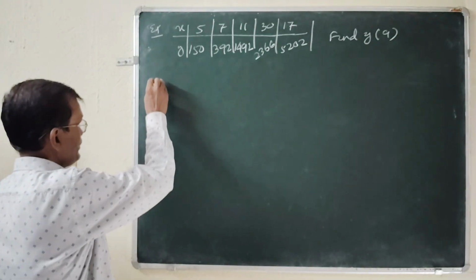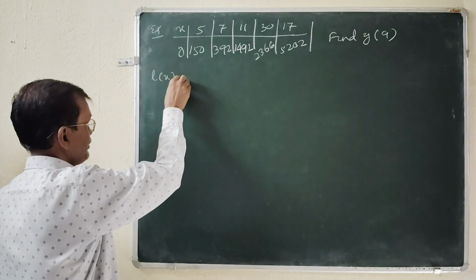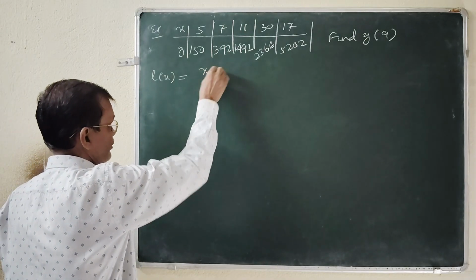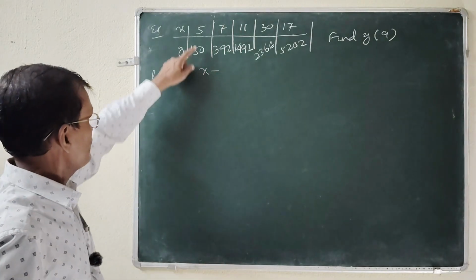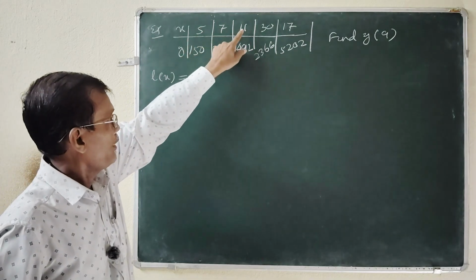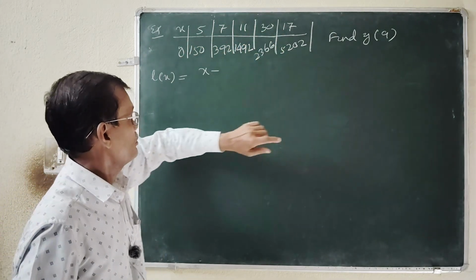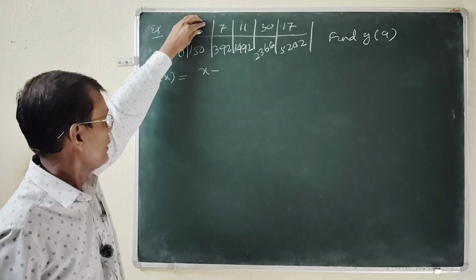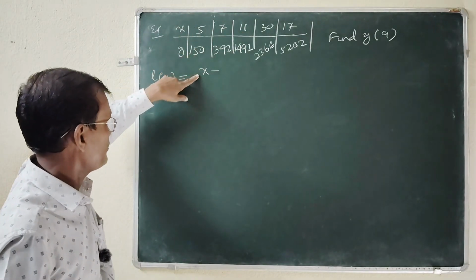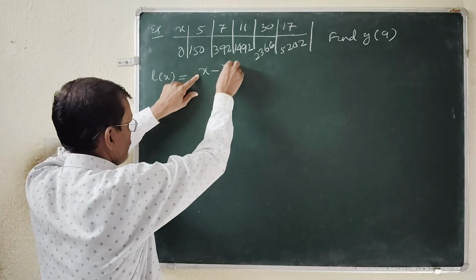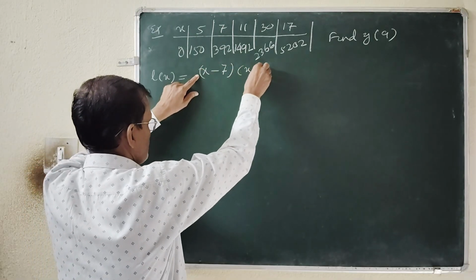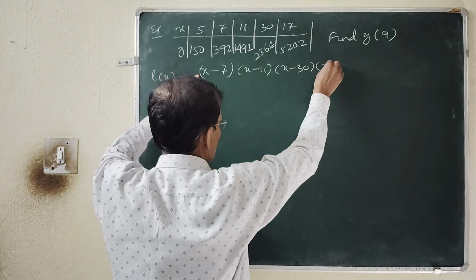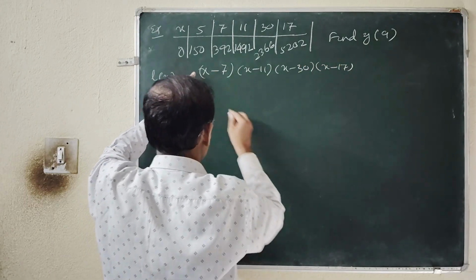So what is the Lagrange polynomial formula? That is L of x equal to x minus... The formula says this is x0, x1, x2, x3, x4. So we will neglect the first term, and the rest of the data will be subtracted from x, that is x minus 7 into x minus 11 into x minus 13 into x minus 17 divided by.